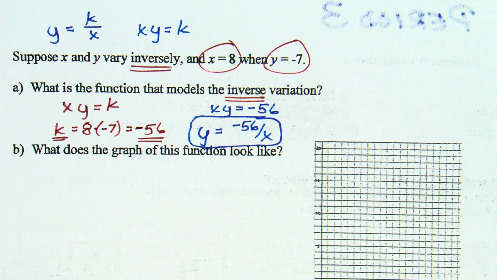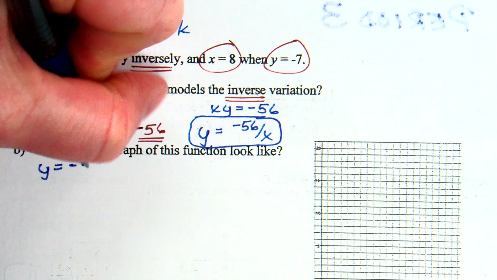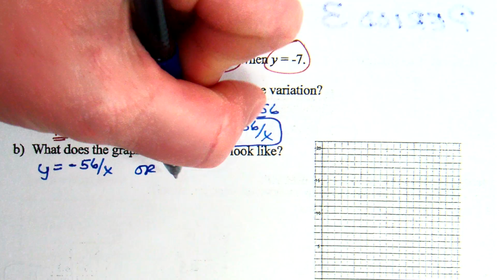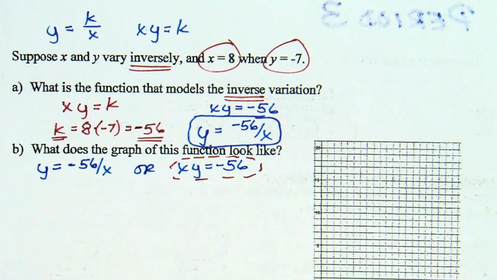Okay? So, how did we figure out some points for this curve? Officially you could use either of the two equations. You could use y equals negative 56 over x, or you can use the idea of xy equals negative 56. And the way I took you guys was, okay, xy equals negative 56: pairs of numbers that multiply to be negative 56. Yes?